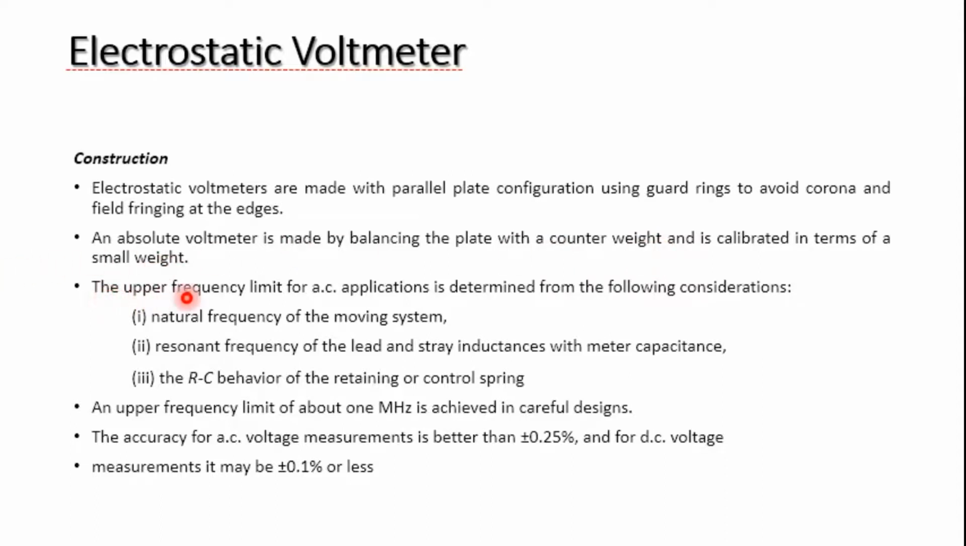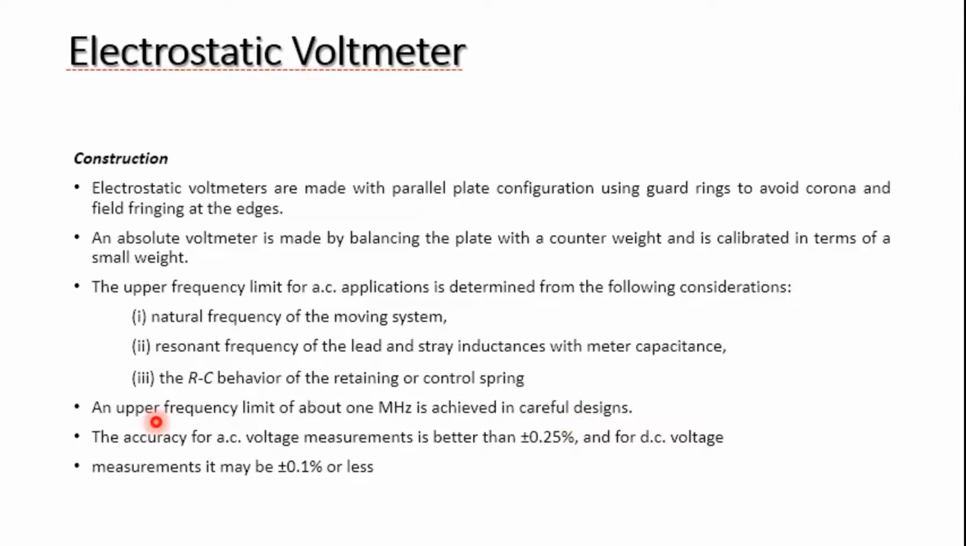Then the upper frequency limit of AC application is determined by some of the following considerations. First one is the natural frequency of the moving system. Next one is the resonance frequency of the lead and the stray inductance with the meter capacitor. Then the RC behavior of the retaining or the control springs. So the limit of the application is determined by considering these three things. However, an upper frequency limit of about 1 megahertz can be achieved with a careful design.